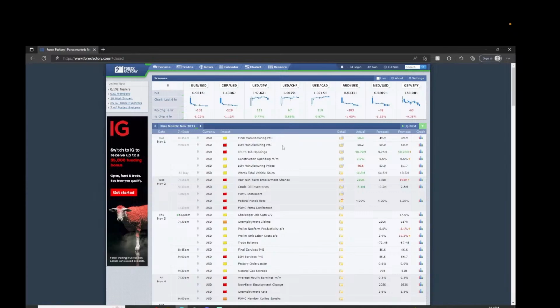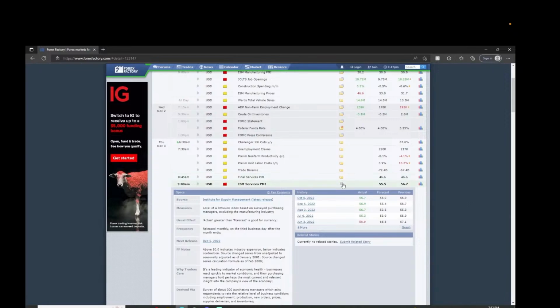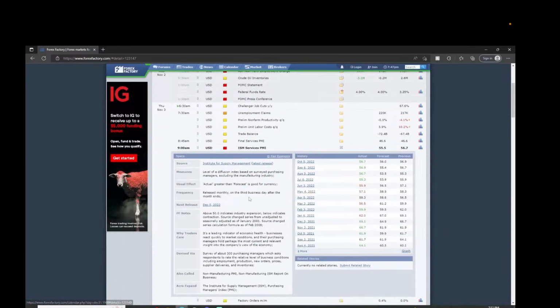As we have learned, since this was the first working day and we had the ISM manufacturing PMI, we should have the ISM services PMI on the third working day, aka Thursday. As you can see here, we can open the data yet again, and then we can see all the definitions. Actual, obviously, is greater than forecast, and it's good for the currency. Above 50 indicates expansion, below indicates contraction.